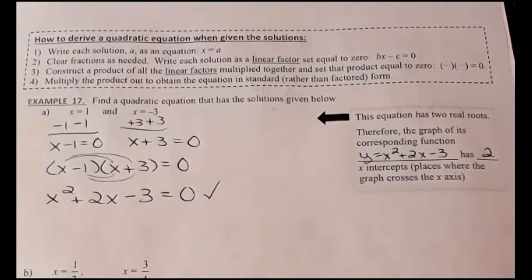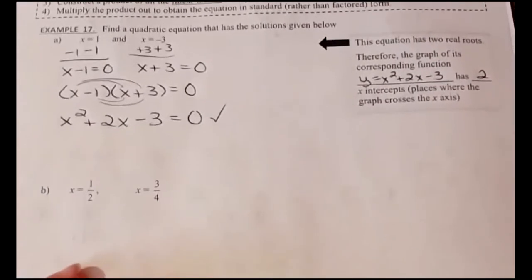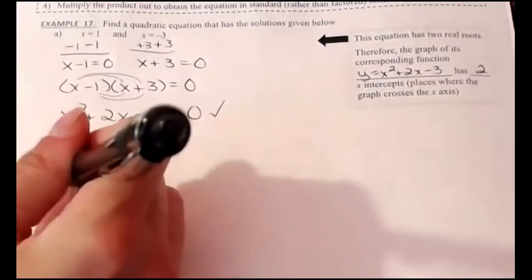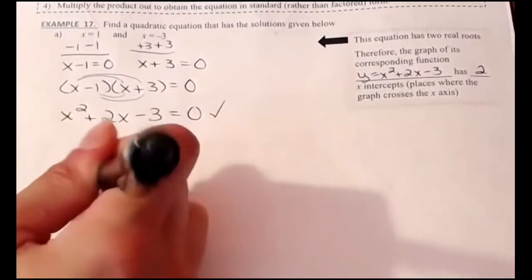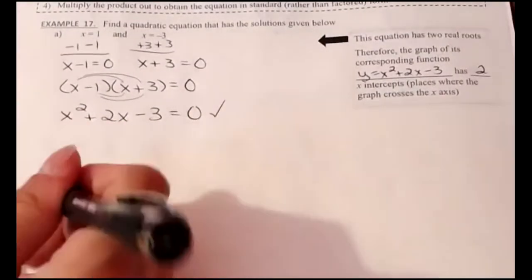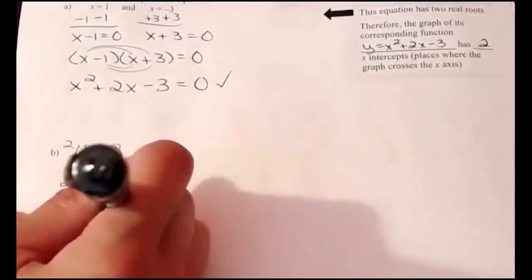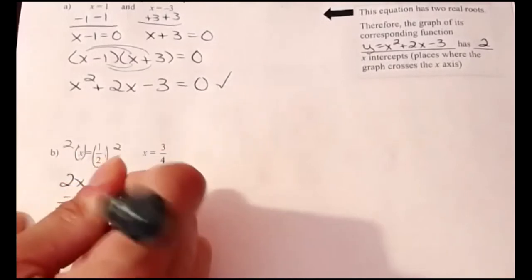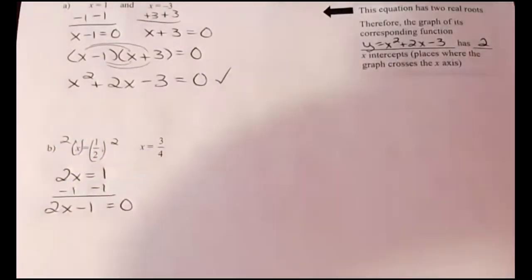All right, let's take a look at part B. For part B, we have fractions, so we may want to start by clearing them. What I'll do is for this first equation, I'm going to multiply both sides by 2. That gives me 2x is equal to 1. We're going to subtract the 1, and we have 2x minus 1 is equal to 0. So our first factor is 2x minus 1.